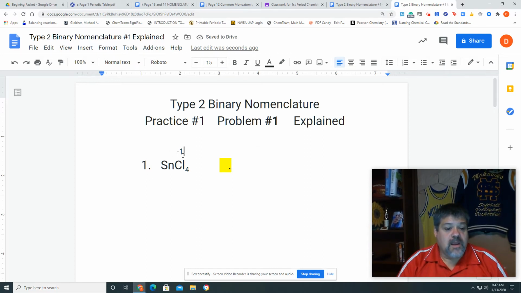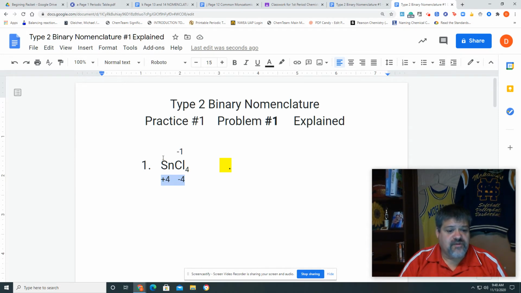So if this is a -1, what is my total charge for chlorine? Well, the total charge for chlorine is a -1, and I have 4 chlorines, so I'm going to have a -4 for the total. So what is my total for tin? The total for tin has to be +4. Okay, why does it have to be +4? Well, it has to be +4 because these have to be equal but opposite. They have to cancel each other out, because if they do not cancel each other out when they're in the formula, then it's not going to be stable.